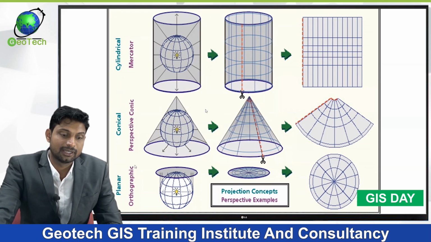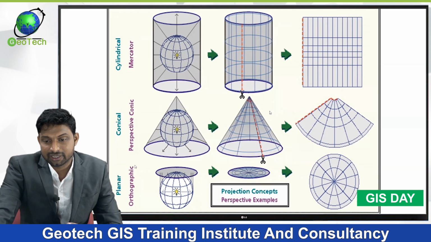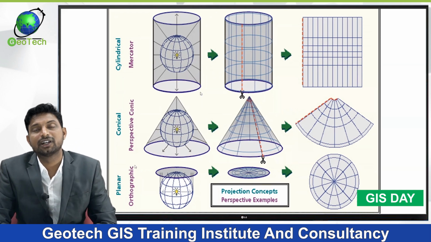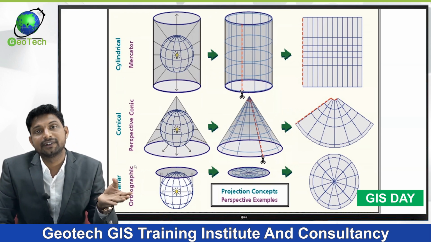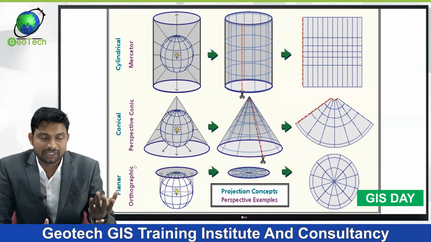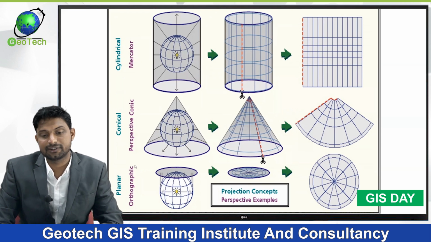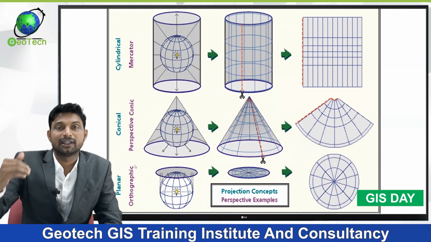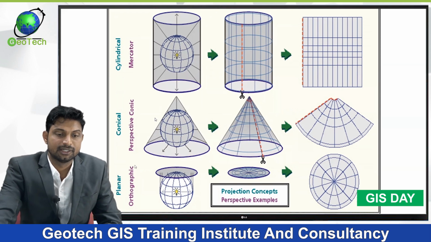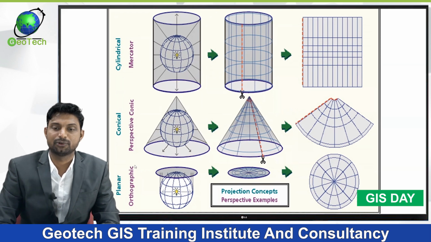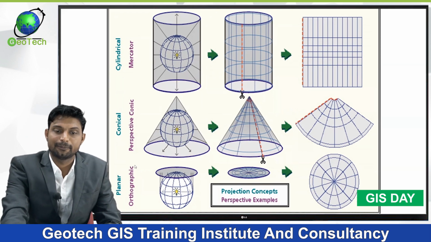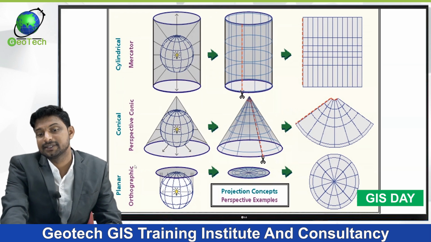If you see here, there is very little distortion, but if you move further, the distortion will increase. In conical also, you can see the perspective conic here. This projection depends on what latitude and longitude your country is situated at. On that basis you can choose the projection. Suppose your country is situated near the Arctic or Antarctica, then you need a planar projection. Suppose your country is situated near the equator, then you can use a cylindrical projection. Like this, there are numerous projections.